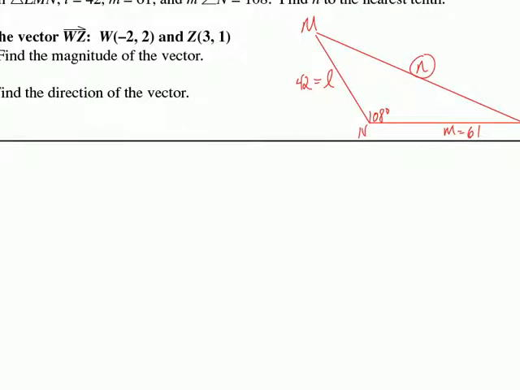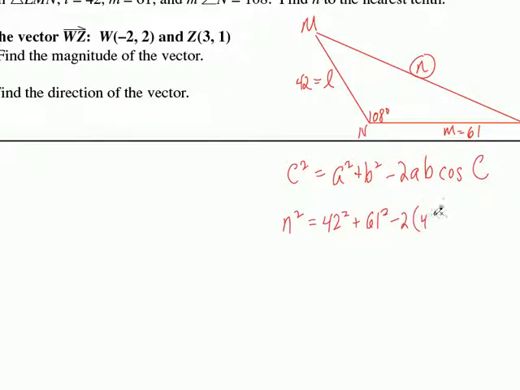So here's the formula for law of cosines. c squared equals a squared plus b squared minus 2ab cosine of c. If I use this as c, these have to be a and b, and this has to be the angle that's opposite this side right here. It all depends on what letters you use. So what's our c here? It's actually an n, isn't it? So it's going to be n squared equals 42 squared plus 61 squared minus 2 times 42 times 61 times the cosine of 108.